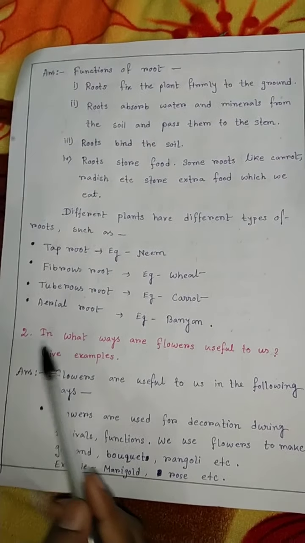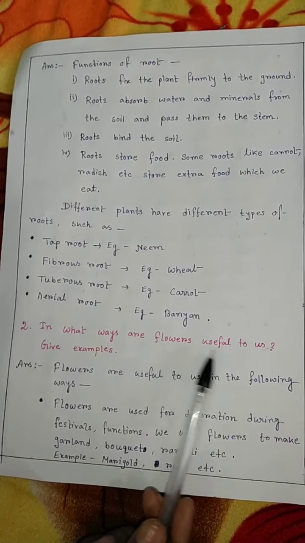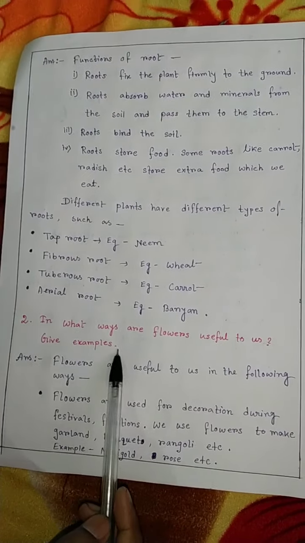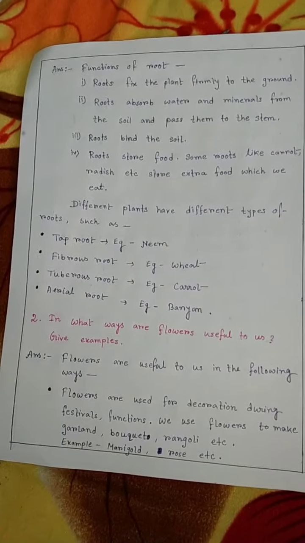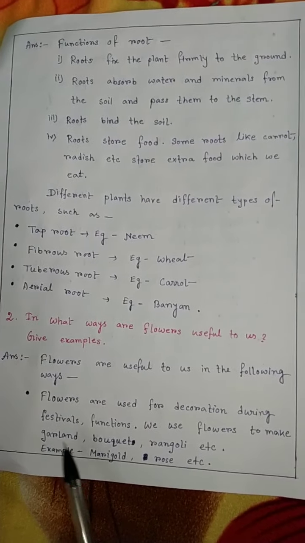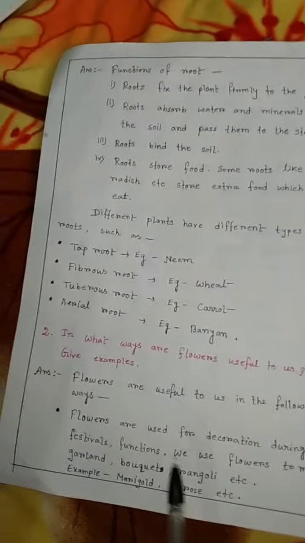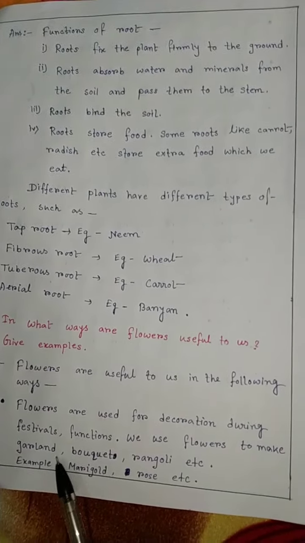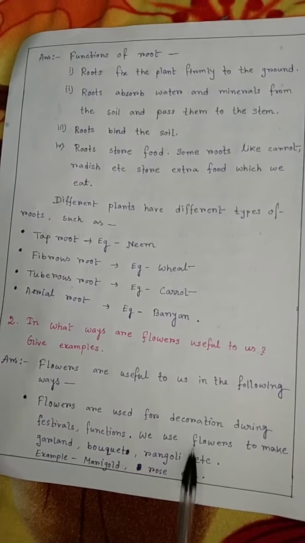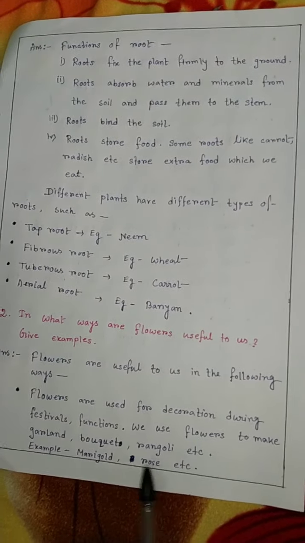Question number 2. In what ways are flowers useful to us? Give examples. Flowers are useful to us in the following ways. Flowers are used for decoration during festivals, functions. We use flowers to make garland, bouquet, rangoli, etc. Example, marigold, rose.